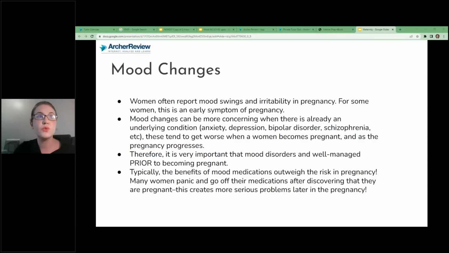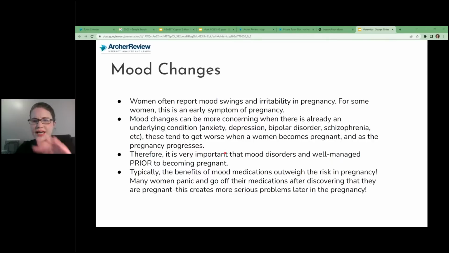Very commonly in pregnancy, women will experience mood swings and irritability, and actually for some women, this is an early symptom of pregnancy. However, mood changes can be quite a bit more concerning if there's already an underlying condition like anxiety or depression or bipolar disorder, because what we've seen through research is these get worse as the pregnancy continues. In fact, this has been measured. When someone starts their pregnancy with depression and they don't treat it, every trimester it tends to get worse because of the hormonal changes. Therefore, it is so important, if you have a patient with depression or a mood disorder, make sure it's well managed before they become pregnant.